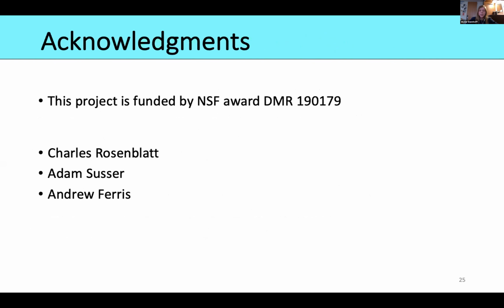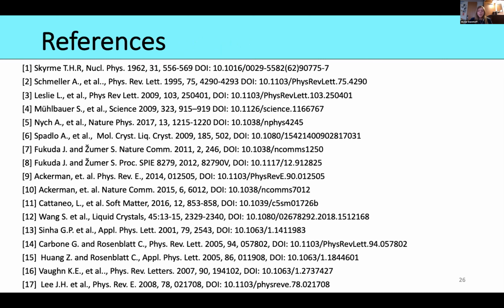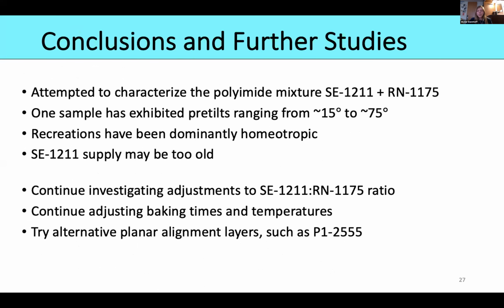So I just want to acknowledge again that this project is funded by the NSF, award DMR 190179. And I'd like to thank Dr. Rosenblatt for his guidance and encouragement and patience throughout the year to keep this project going along. It has been quite a great experience. And then Adam Susser, who's another graduate student in the lab, his insight and expertise in the lab has been really helpful getting things done. And then Dr. Andrew Ferris is a former graduate student who helped get this project off the ground in the fall. And then there are a lot of references here, mostly from literature in the very beginning, if you're curious. And I'd love to take questions if you have any. Thank you for listening. So, questions?